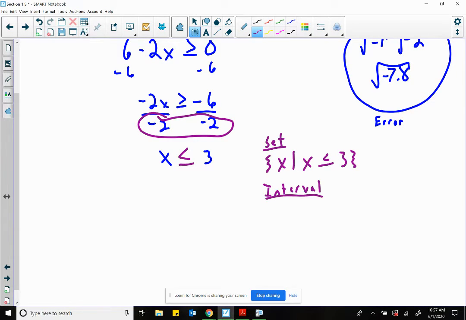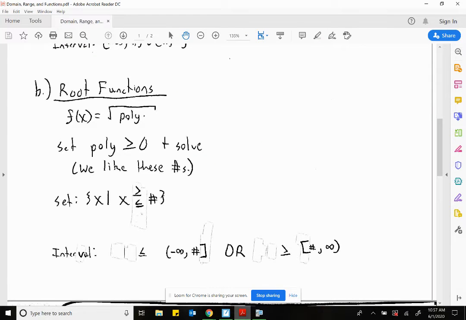You've done this before. Just write this in interval notation. And what's cool about it is it'll either take one of these two forms. If you have the less than, it'll be negative infinity to your number and a brace and a bracket. If it's greater than, it'd be the bracket, your number, off to positive infinity.